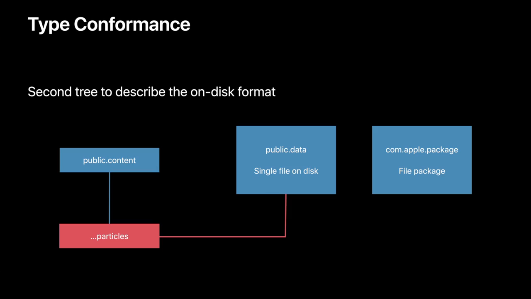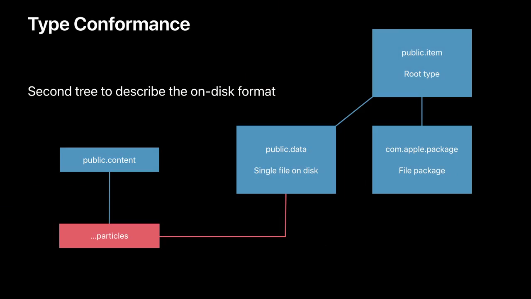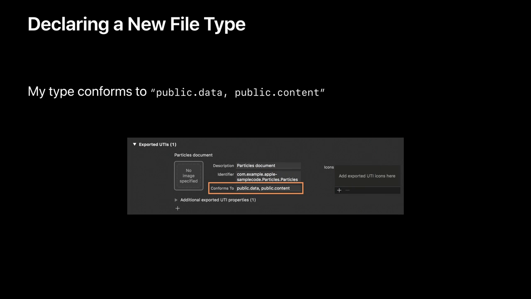Now, because this is a tree, data and package both inherit from our root type for the physical hierarchy, which is public.item. But you don't care about this, you just need to choose between data and package. Therefore, I have two parents, public.data and public.content. So in my Xcode UI, I'm going to write conforms to public.data, public.content.